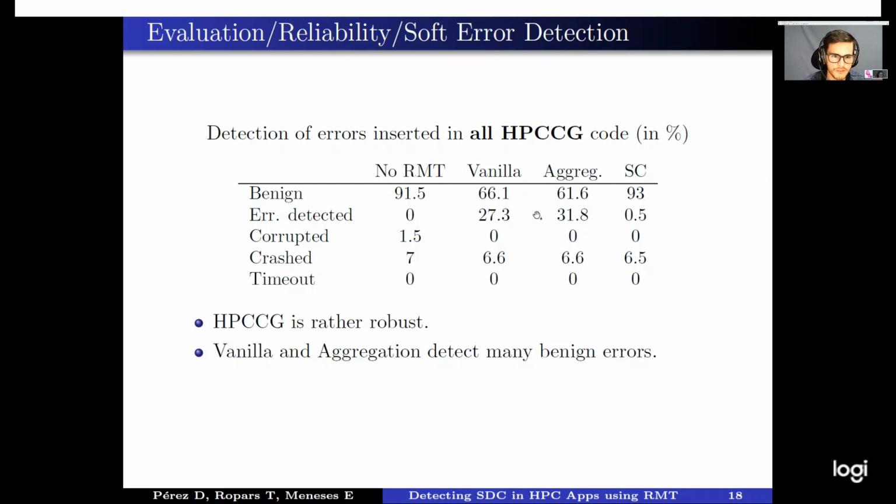So these errors that are detected in these two cases would not have corrupted the final result, but still they are detected. And something quite interesting as well is that the selective checking approach also does not have any corrupted execution, which is quite desirable, and it detects some errors. And we see again a high value of benign errors in the selective approach. But something very important is that it has no corrupted executions.